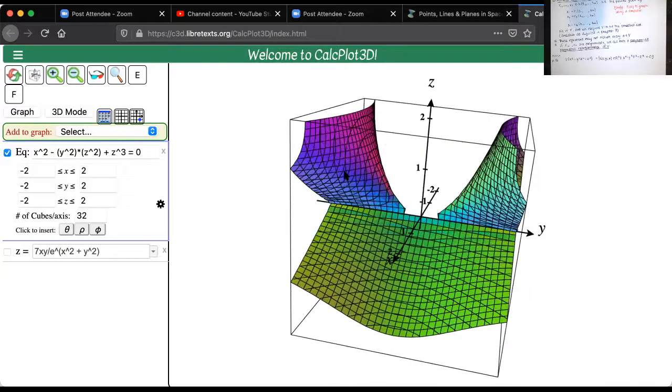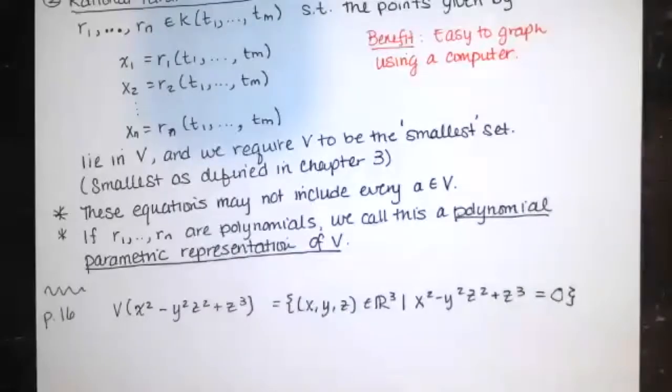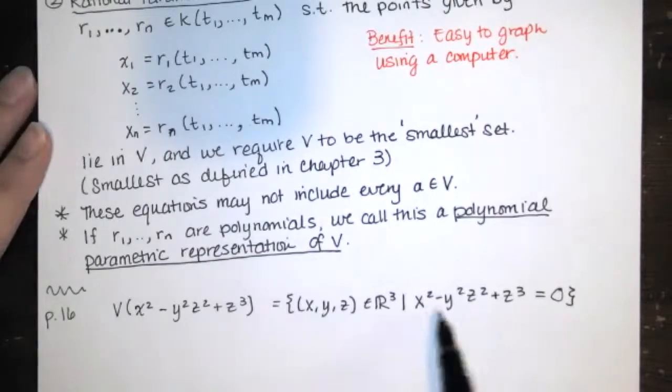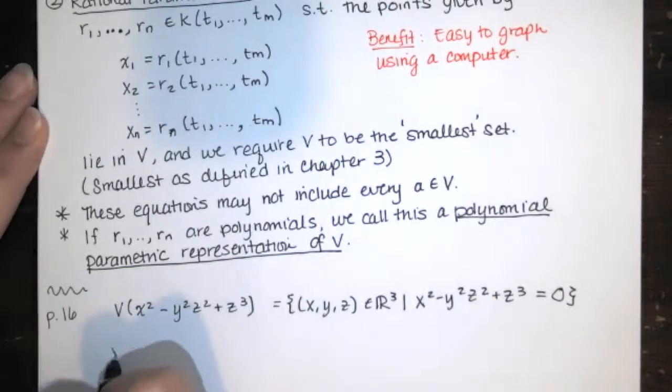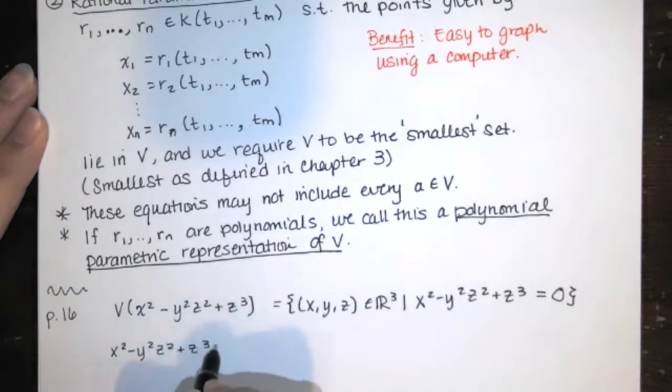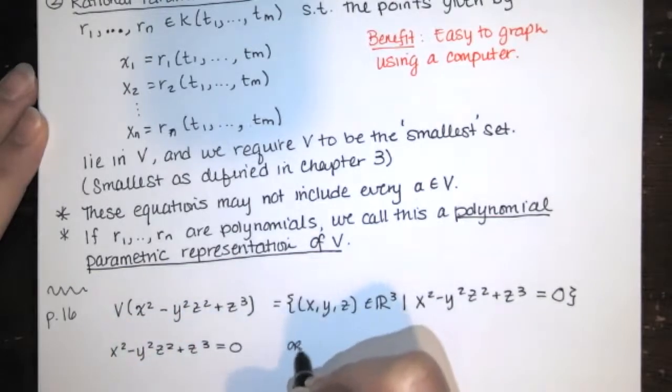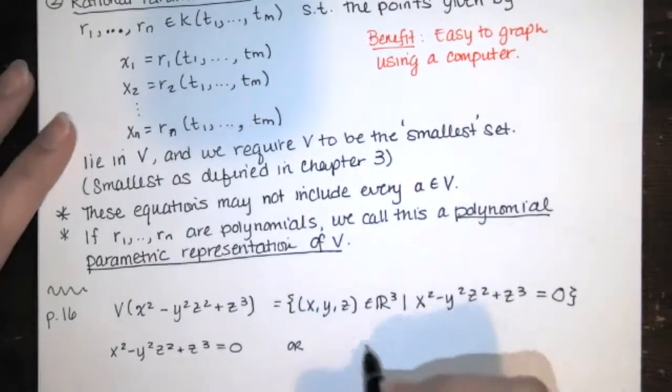So that's the graph of this particular parametric surface, or excuse me, not parametric surface. This is the graph of this particular affine variety. Now, it can be represented one of 2 ways. It can be represented this way, and we call that the implicit representation of that variety. Or it can be represented by these parametric equations.